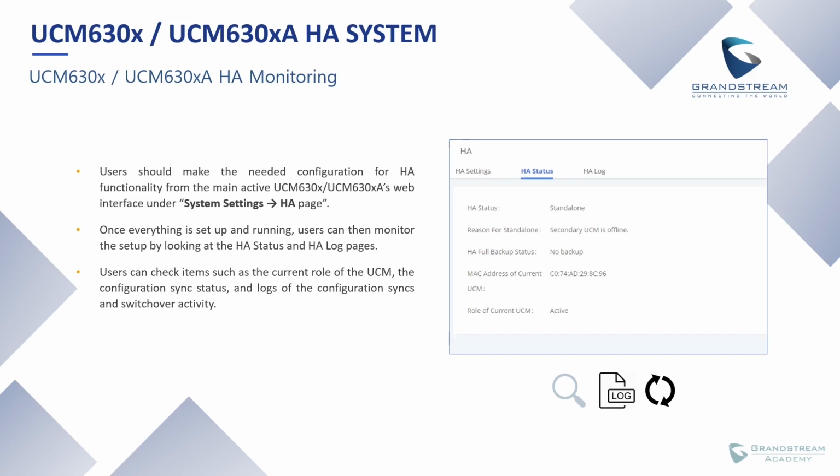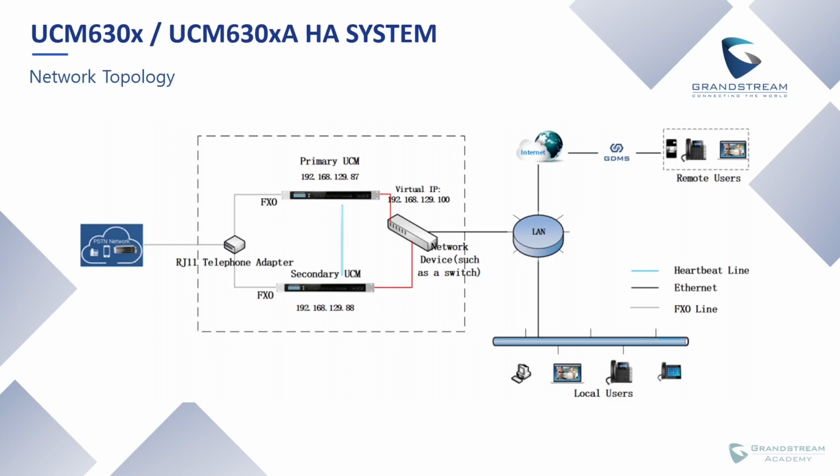The configuration of the primary UCM will be synchronized once HA has been configured. Any subsequent configuration or generated data will be synchronized in real time. And then once the UCM has rebooted, the users can check the status of the HA on the user interface of the UCM to see if it has been set successfully and to also see if the UCM is in active or standby role. And the following network topology illustrates a typical deployment of the UCM 6300 in hot standby in relation with other network equipment.